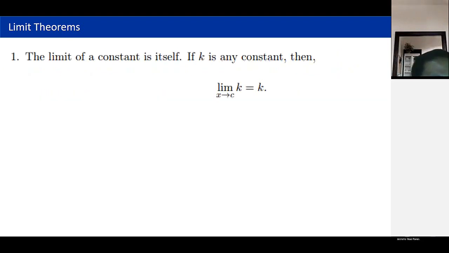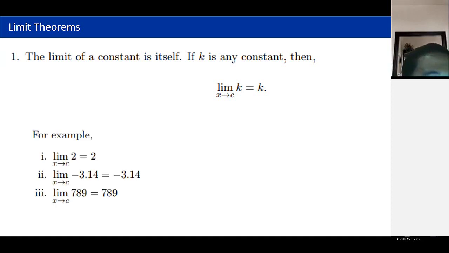So, in this theorem number 1, the limit of a constant is itself. If K is any constant, then the limit of K as X goes to C equals K. Example, limit of 2 as X goes to 0 equals 2. The limit of 2 as X goes to 9 equals 2. Because the limit of a constant is equal to the constant itself, as X goes to any real number. Kahit ano pa dyan, kahit sabihin pa yan, as X goes to 1 million, what is the limit of 2? 2 pa rin.